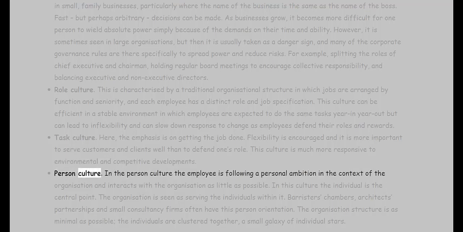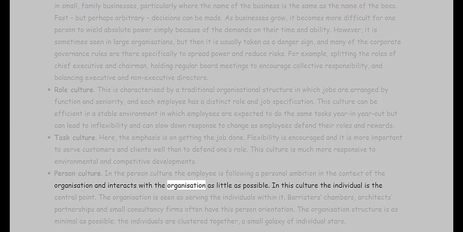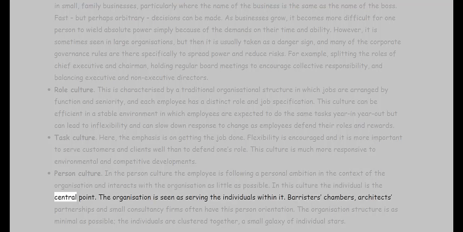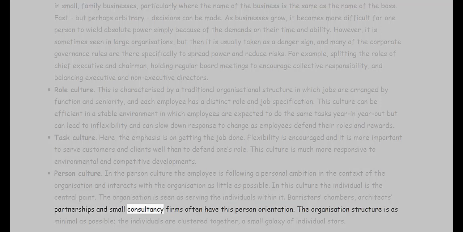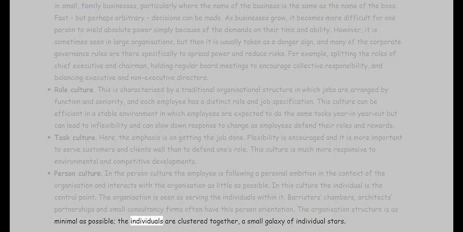Person culture. In the person culture, the employee is following a personal ambition in the context of the organization and interacts with the organization as little as possible. In this culture, the individual is the central point. The organization is seen as serving the individuals within it. Barristers' chambers, architects' partnerships, and small consultancy firms often have this person orientation. The organization structure is as minimal as possible. The individuals are clustered together, a small galaxy of individual stars.